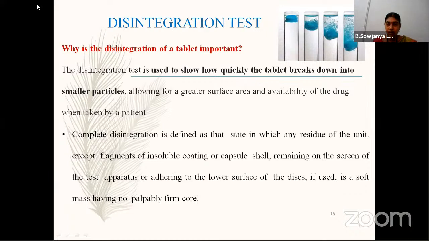Based on the disintegration test, information is given to the formulation development department. It's a simple test and it gives minor information. It's also an alternative method. The disintegration test is used to show how the tablet breaks into smaller particles in a given solvent system, which allows for a greater surface area and contributes to the bioavailability of the drug when taken by a patient.